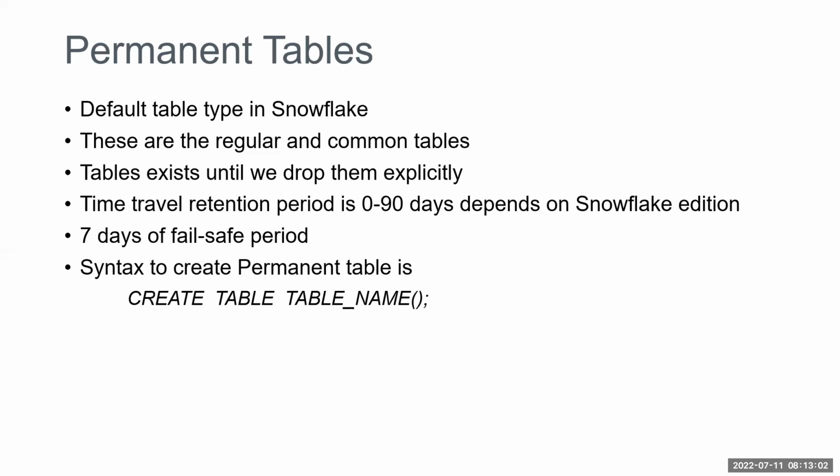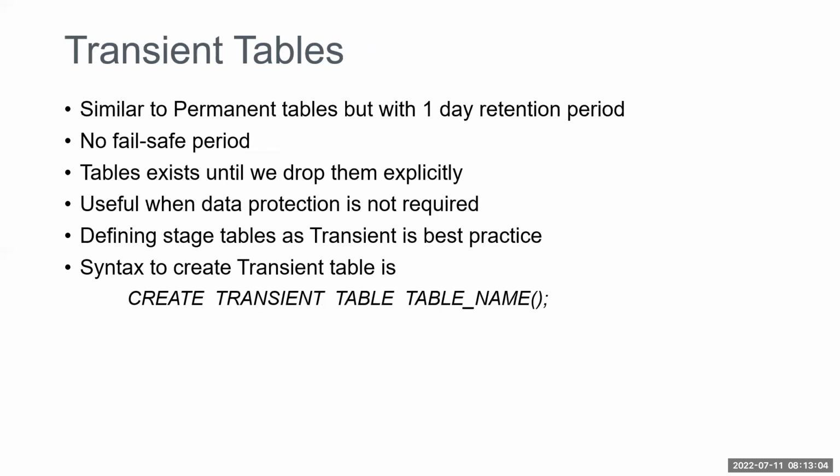And let's have a look into transient tables. What are transient tables? Transient tables are similar to permanent tables, but the retention period for them is just 1 day. So they are very similar to permanent tables. They will stay in the database until we drop them. But the retention period for transient tables is just 1 day.